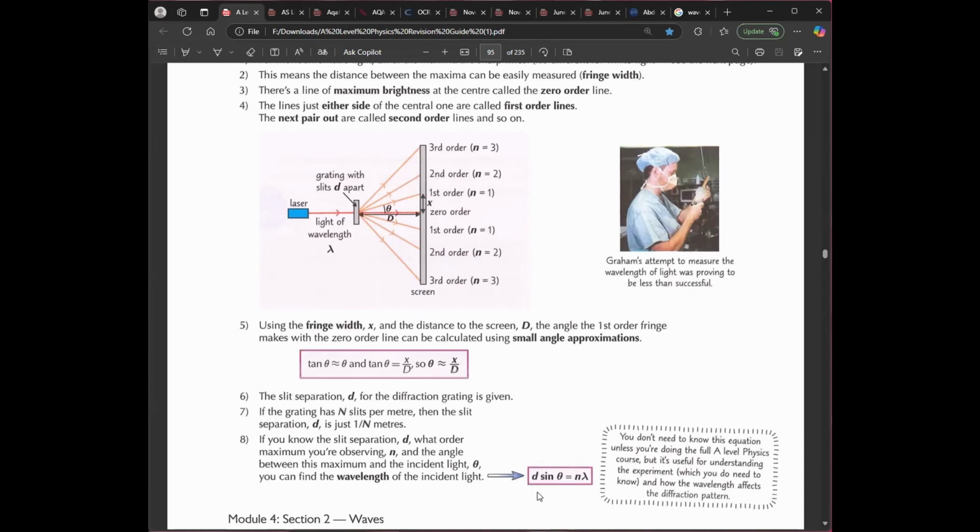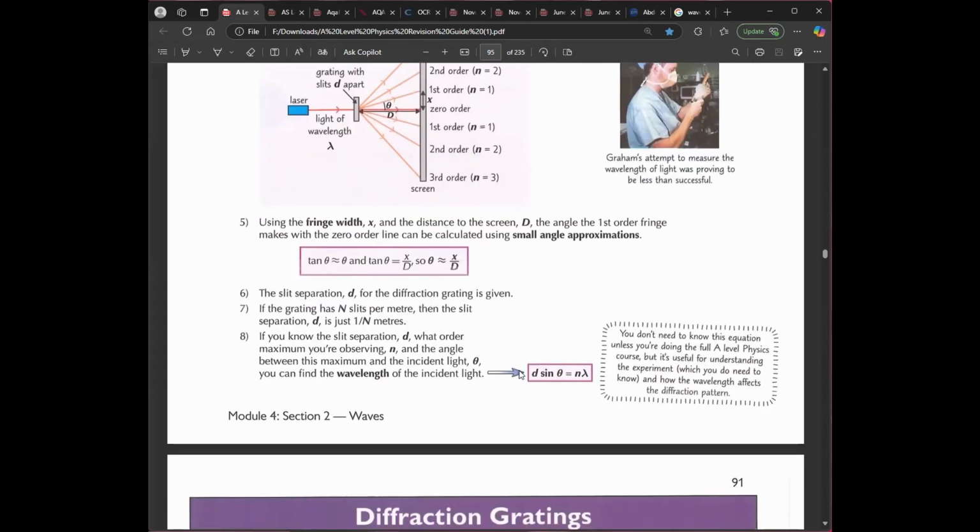So you don't need to know how they have derived it, you just need to know. That is not part of the course, so you just need to know the formula and have the basic understanding of it. So d is the distance of the slits in the grating, the small d. Sine theta is the angle theta that it makes with that first order from the center, whatever order you are choosing, because n will describe what order that is. And lambda is the wavelength. So if you know everything here, you can find lambda from this equation as well. I hope it makes sense.